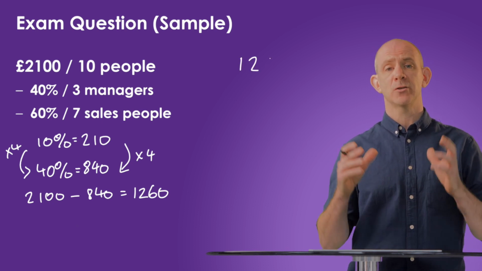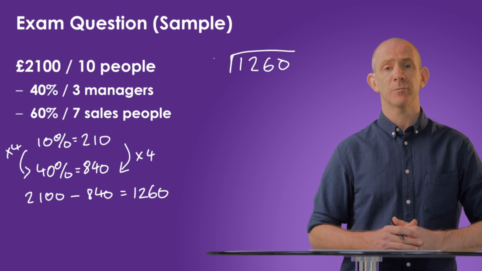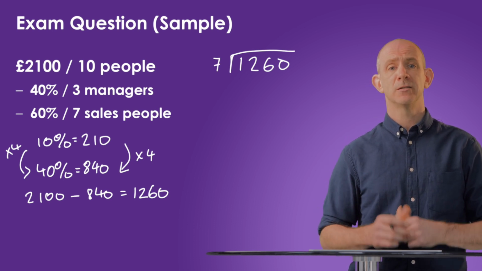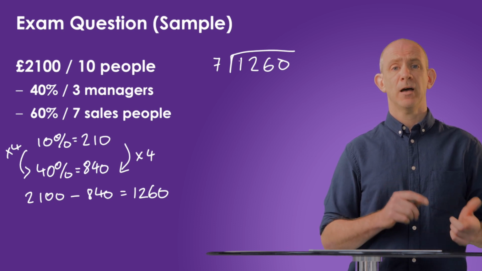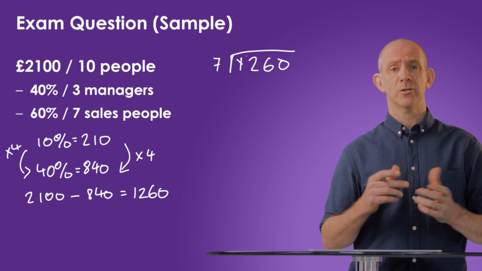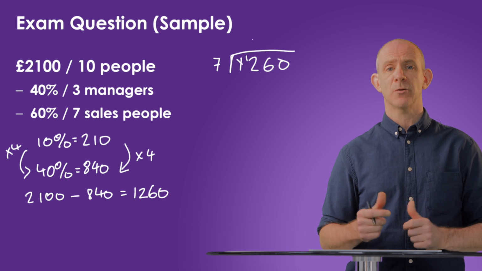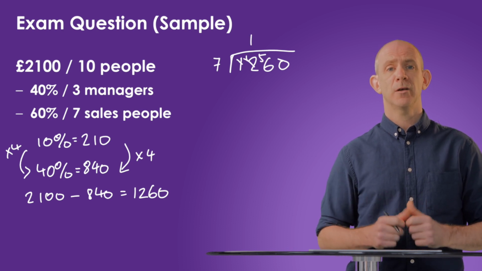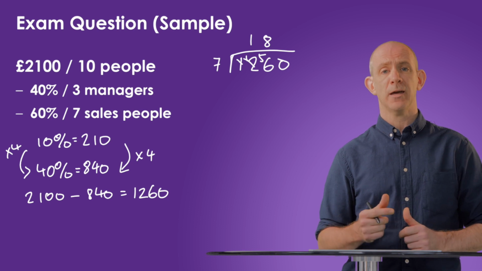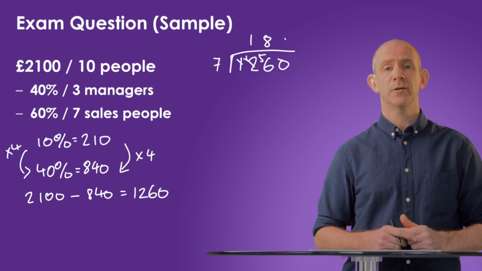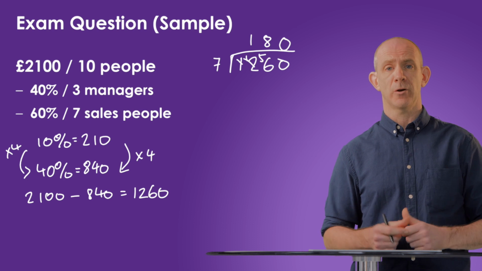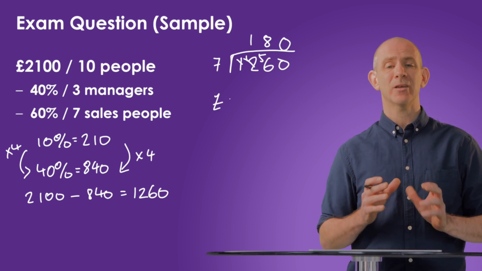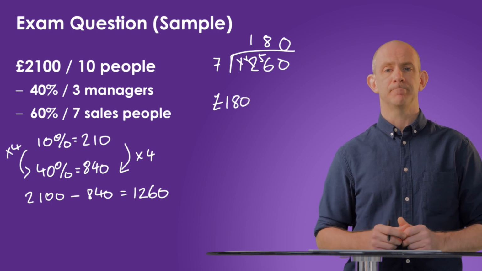So now we need to use our bus stop method to divide that between the 7 salespeople. So 1,260 divided by 7. How many 7s go into 1 is 0, so I'll carry the 1 over. How many 7s go into 12 would be 1, with 5 left over. How many 7s will go into 56 will be 8, with nothing left over. And how many 7s into 0 is 0. So we've worked out he currently gets £180.